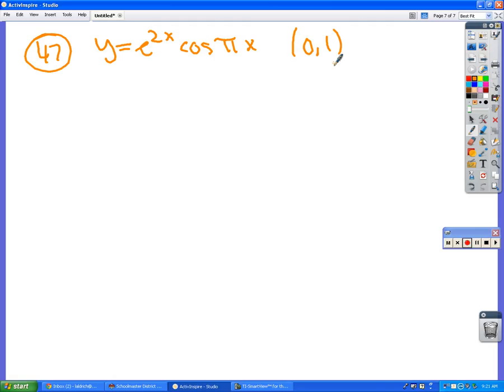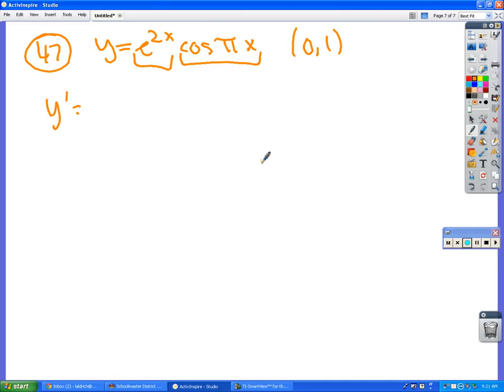Okay, so same deal here, right? To find an equation of the line, I need the slope and I need a point. I have the point, I need the slope. How do I get the slope? Take the derivative. And this time I have to use the product rule because I have an x here and I have an x there. Okay?